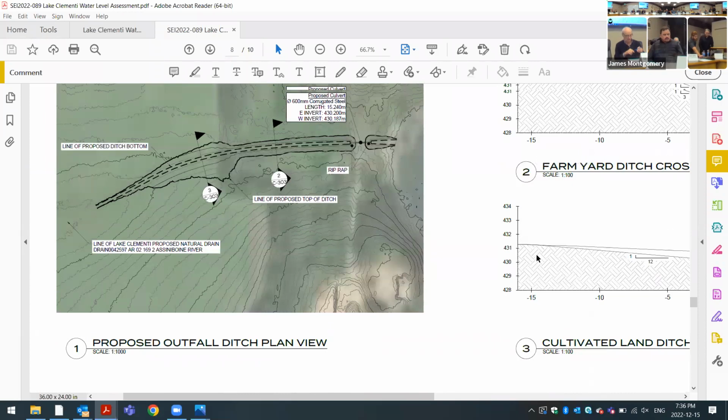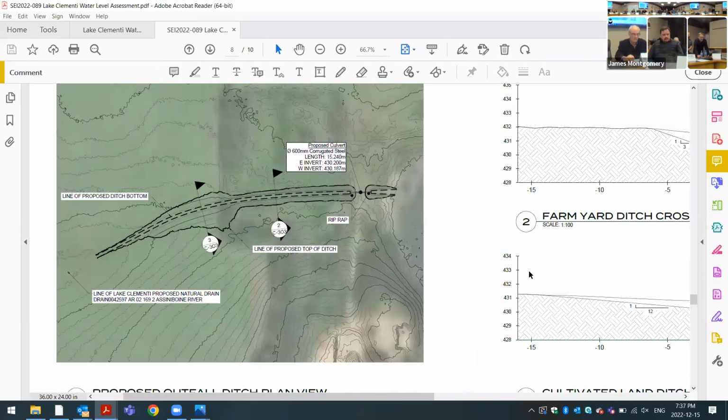Okay, so this is a little bit of a plan of the outfall. This would be Lake Clementi. So there'd be a little bit of a culvert right here and a little bit of trenching here. This is what it would look like. This would be the impact on that piece of land, if you did it that way.